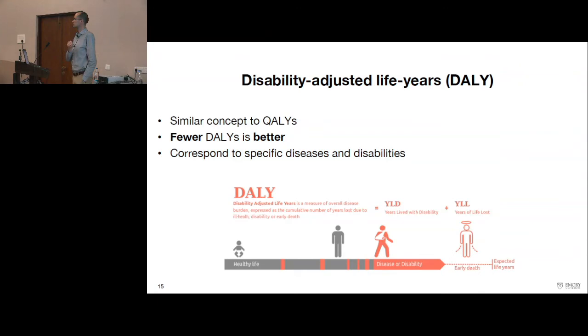Exactly. So this diagram illustrates that DALYs are equal to the years lived with disability plus years of life lost due to the disability. So YLL can be 0 also. Yeah, exactly. It can be 0.